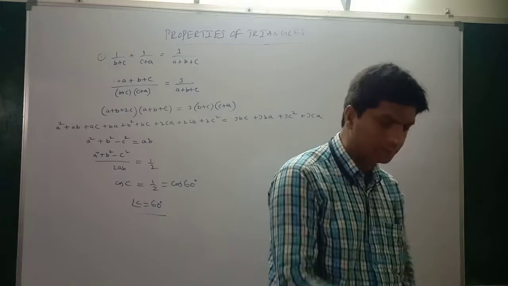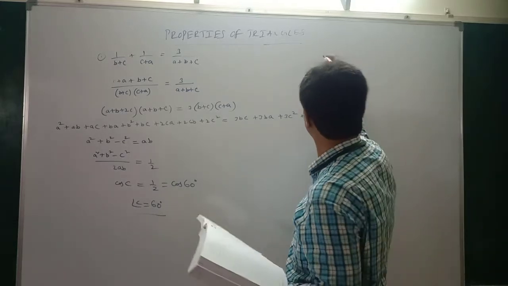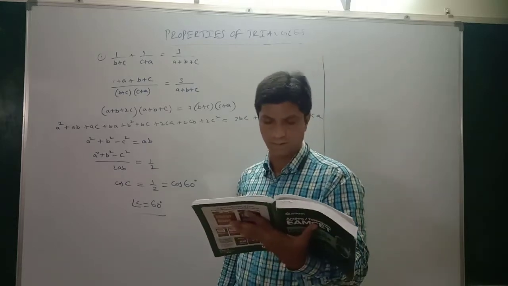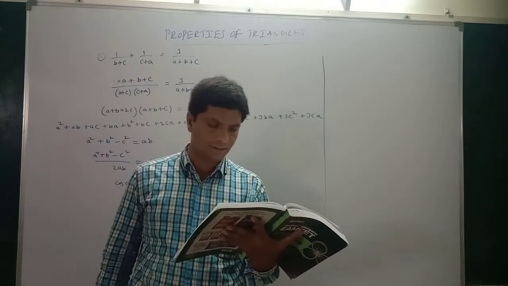Now let us check the options. Which option is the correct answer? B. Next one. Number 2 we can do in a simple way. Already we have done it in IB also. B cos square A by 2.